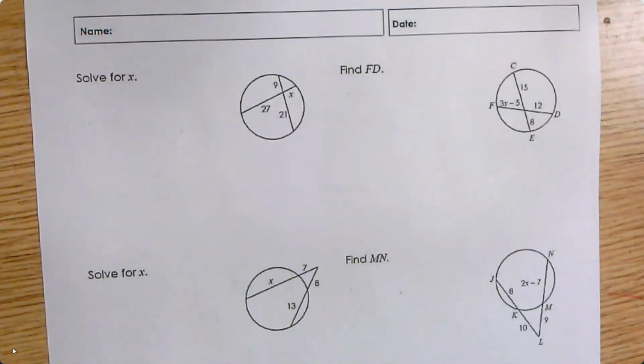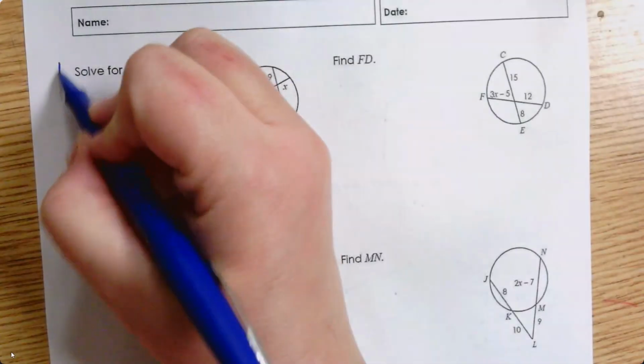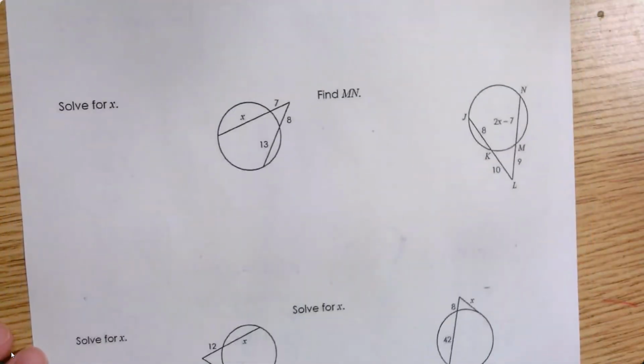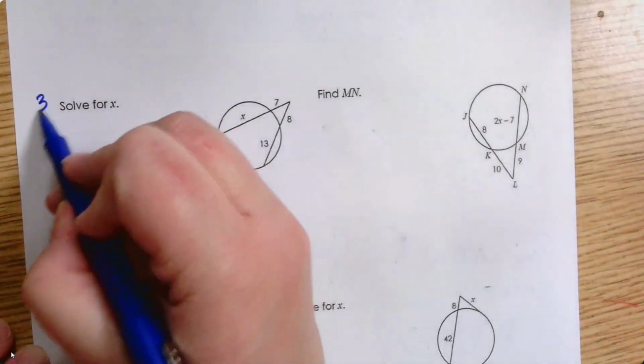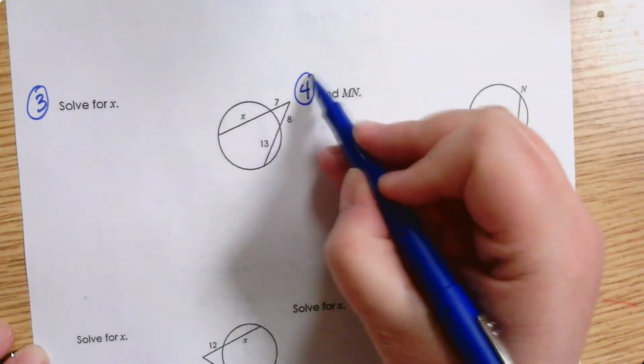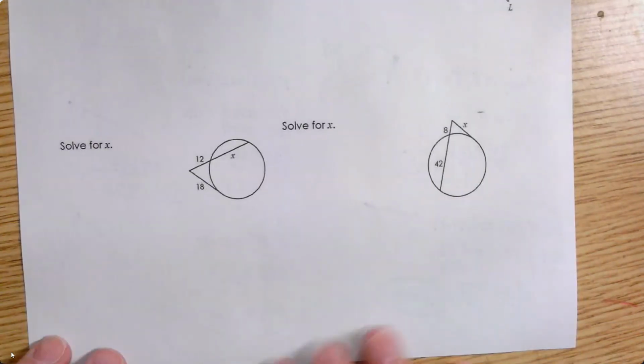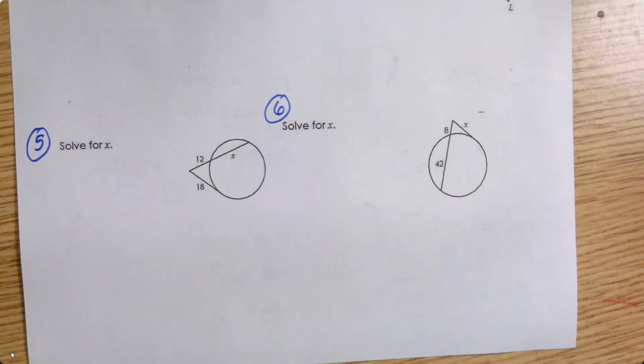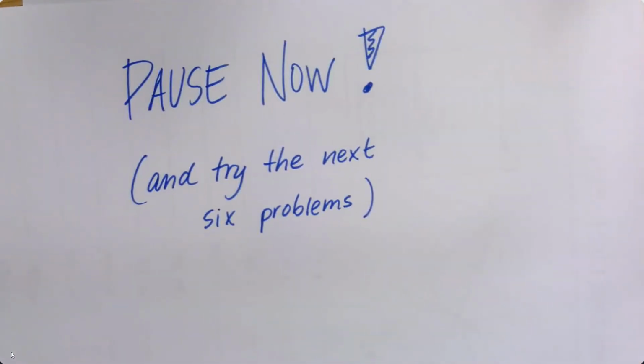Okay, it just occurred to me that someone might be doing this and not have the next 6 problems. So let me go ahead and show those to you. Now, even if you don't have the sheet, you can freeze your screen, try each of these 6 problems, and then come back and check. So pause now and try the next 6 problems. Spoiler alert, spoilers are coming as soon as you unpause.